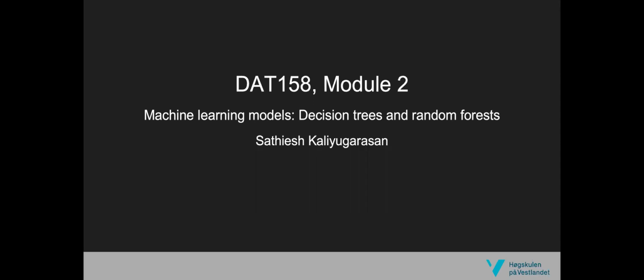Okay, so welcome to the second lecture in Module 2 about machine learning models. In this lecture, we are going to look at decision trees and random forests. Let's start with a short recap of fundamentals of tree-based machine learning models.